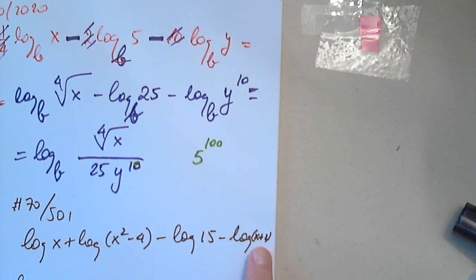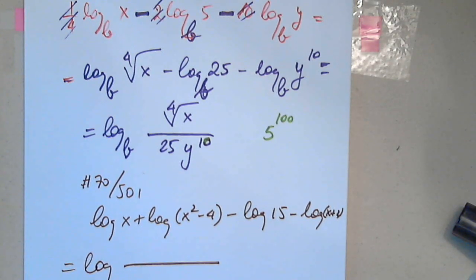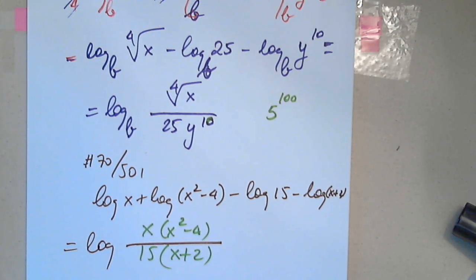X plus 2, in parentheses. Right, thank you. So then how do we write this? Remember, if log has positive in front, the two quantities go to the numerator. And if it has negative in front, they go to the denominator. However, I look at the expression and I realize that I can simplify a little bit. How can I simplify this?